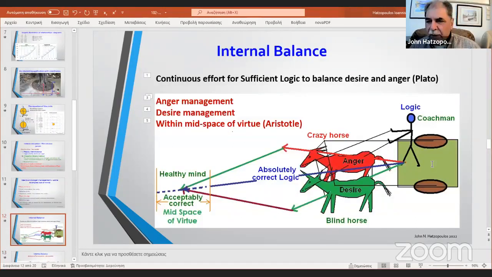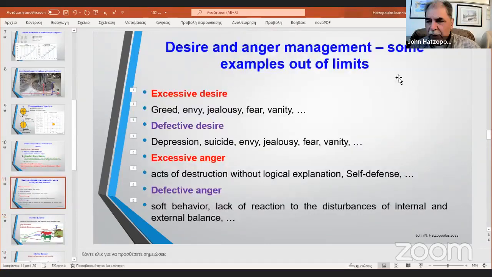Now, desire and anger management, it is something I believe should be taught in the school at all levels. And we can say a few things here about excessive desire: it is greed, envy, jealousy, fear, etc., vanity. Defective desire: deception, depression, suicide, envy, jealousy, the same things like here could be also defective. Excessive anger is acts of destruction without logical explanation. And we can see that this is an evil thing, but not always, not in self-defense or defense. And defective anger, we have soft behavioral lack of reaction to the disturbances of internal and external balance, which is very, very important to know.